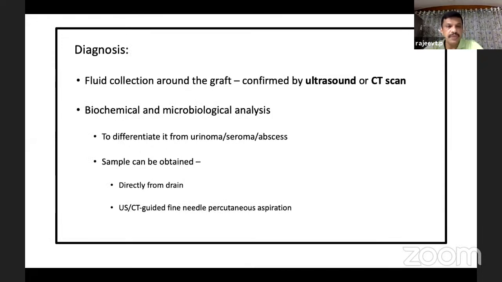How to diagnose them? The fluid around the graft is confirmed by doing an ultrasound or a CT scan. Then one should go for the biochemical and microbiological analysis of the aspirated fluid in order to differentiate it from urinoma, seroma, or an abscess. Samples are usually obtained directly from the drain and by doing an ultrasound or CT guided fine needle aspiration.